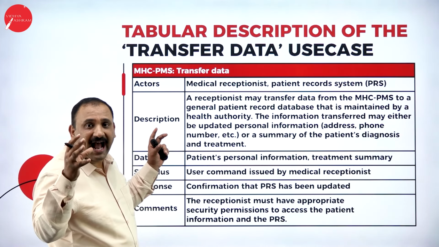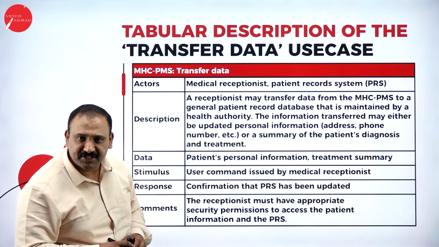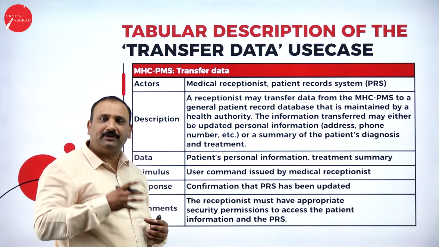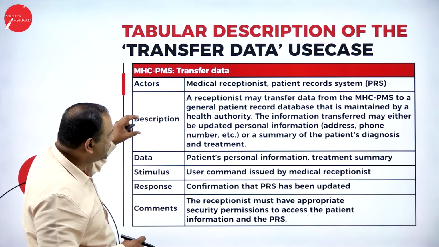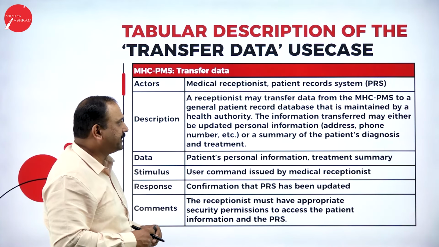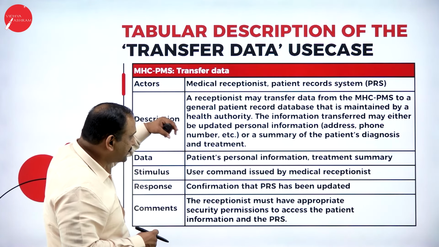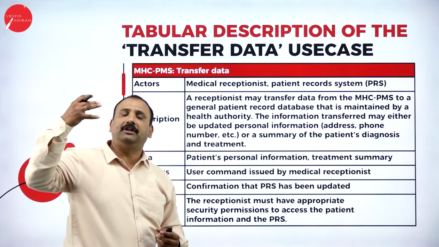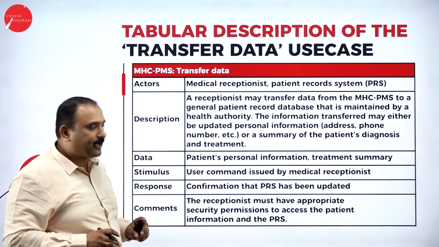These are the actors that are going to come in here. Then we have the description. What is the description? The description is where we talk about the data. So the receptionist may transfer data from the MHC, which is to say the medical records, from the patient record to a general patient database that is maintained by the health authority. This information is transferred, either updating personal information such as address and phone, and it is used for the patient's diagnosis and treatment.